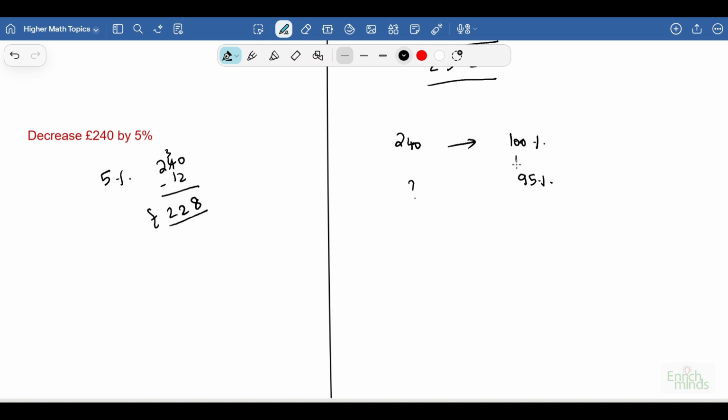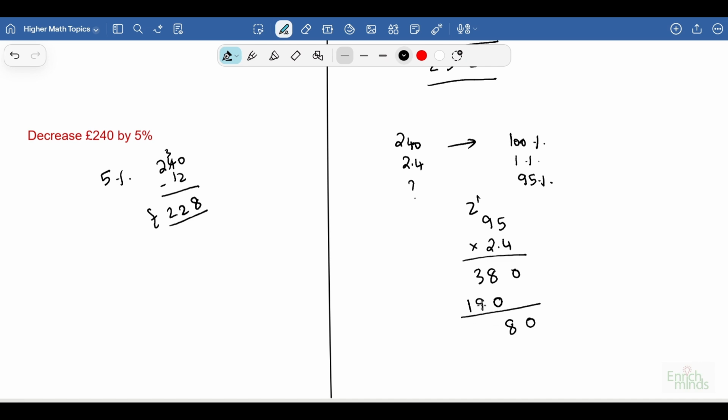So again, we can make use of 1% here, which is 2.4. So 2.4 is 1%. So how much is 95%? You can do 2.4 times 95. 4 5s is 20. 4 9s is 36, plus 2 is 38. 2 5s is 10. 2 9s is 18, plus 1 is 19. And then add them all.